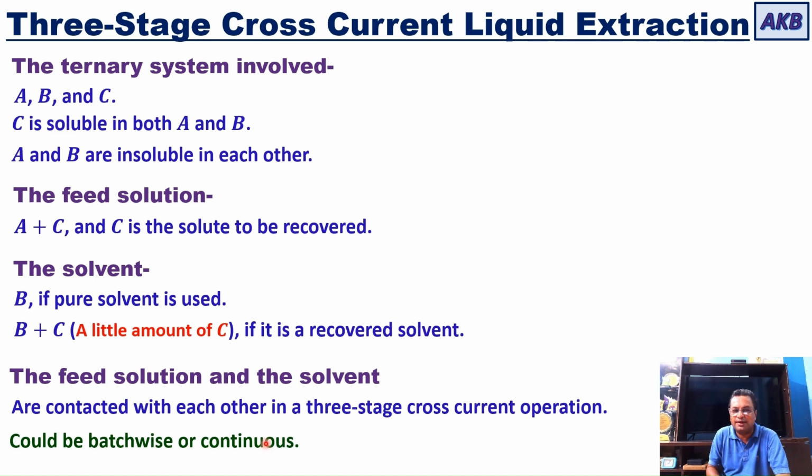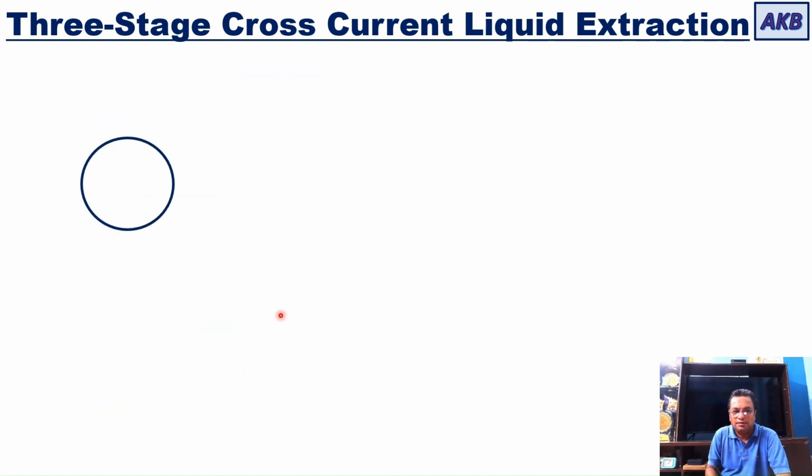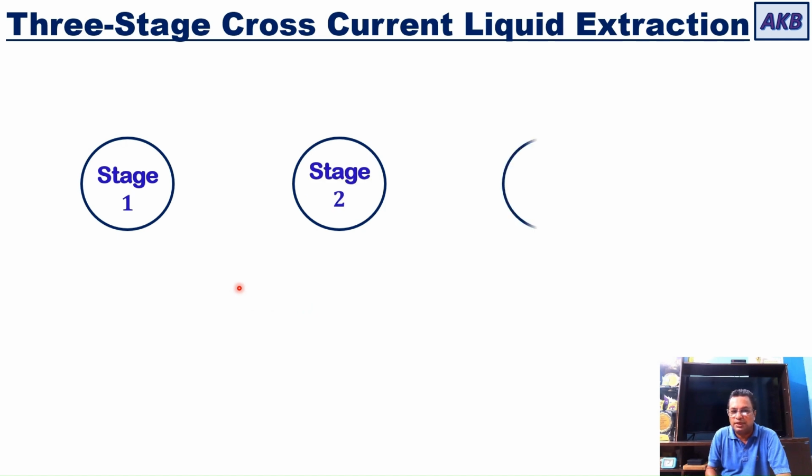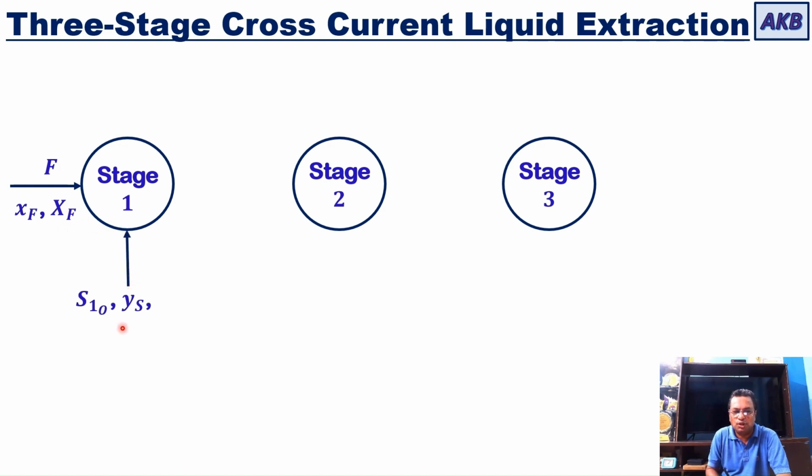Now let us look at the schematic diagram. There are 3 stages: stage 1, stage 2 and stage 3. Feed is admitted to stage 1. I'll shortly tell you what EF is, what small xf is, and what capital XF is. And this feed is contacted with solvent.